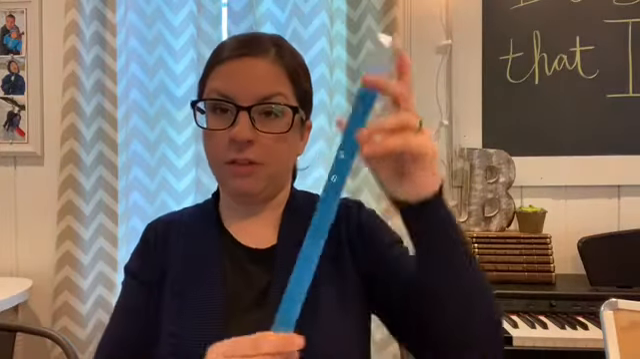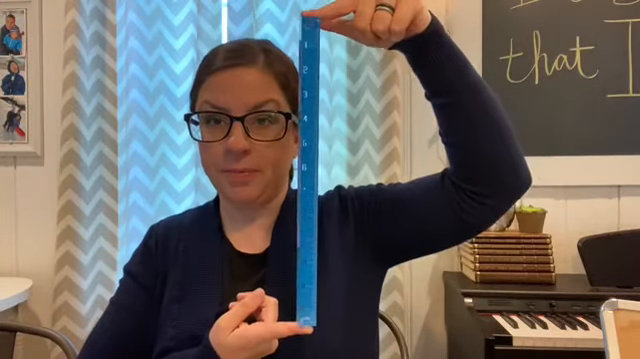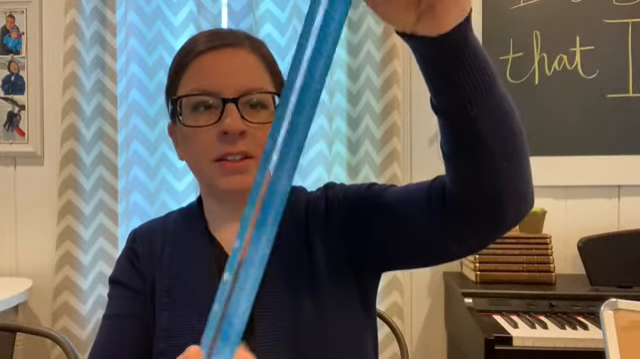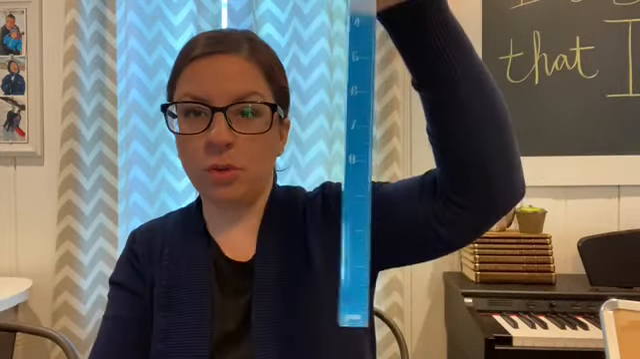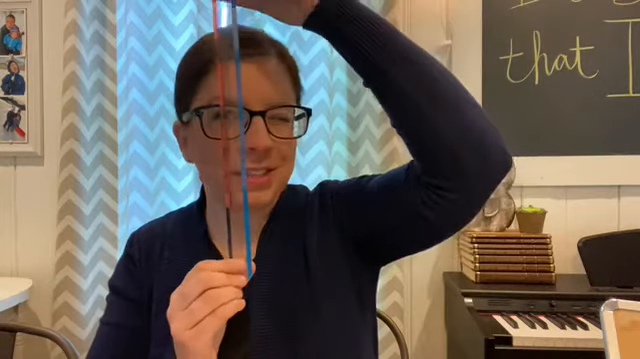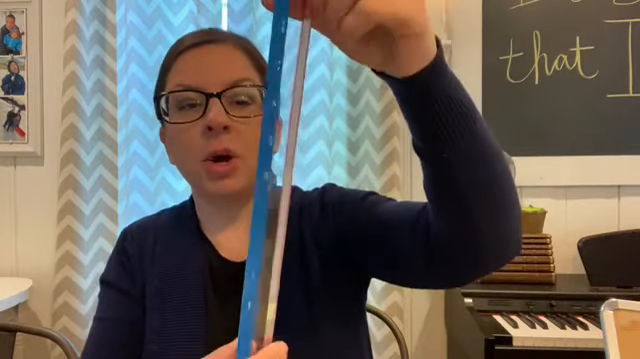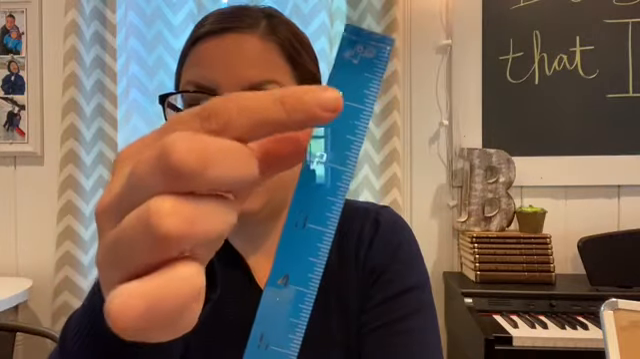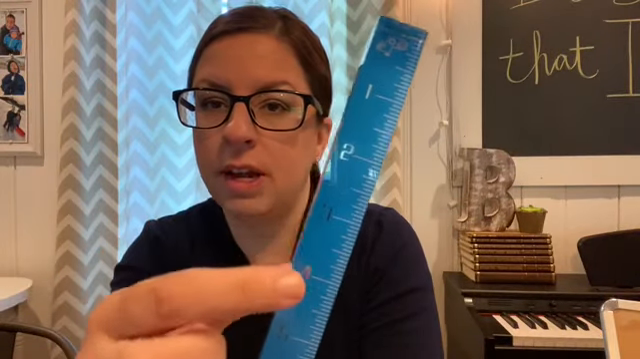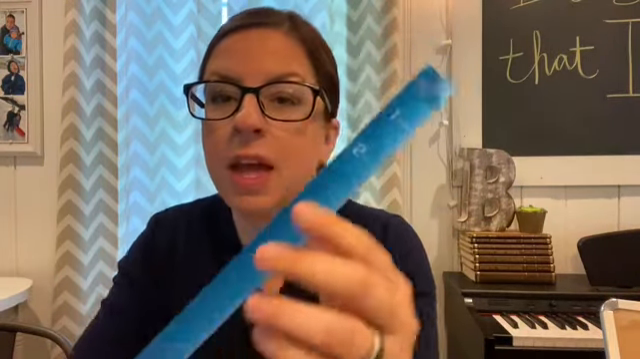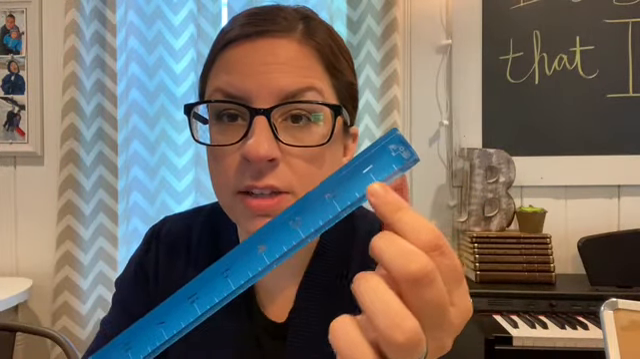So a foot, this is a foot right here, and this handy dandy ruler, pretty cool, you can see through it. A foot is 12 inches. If you look closely on my ruler, this foot is divided into 12 inches. 1, 2, 3, 4, 5, 6, all the way up to 12. And this is how long each inch is.